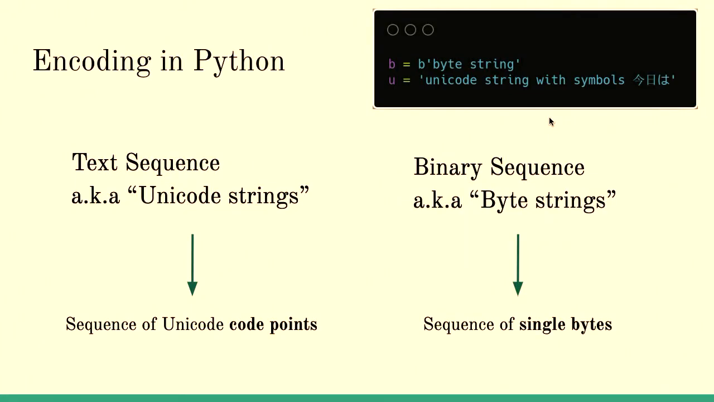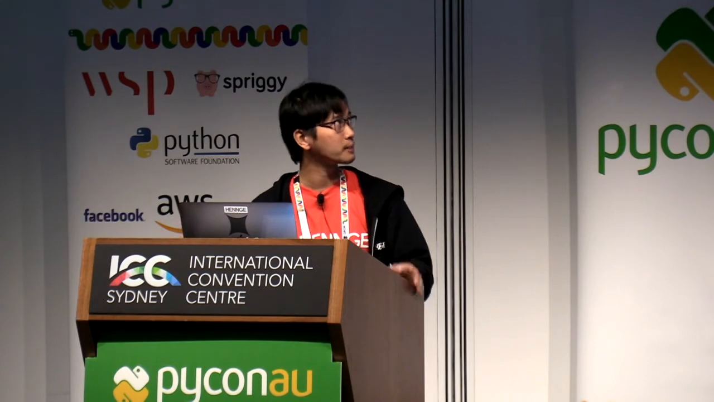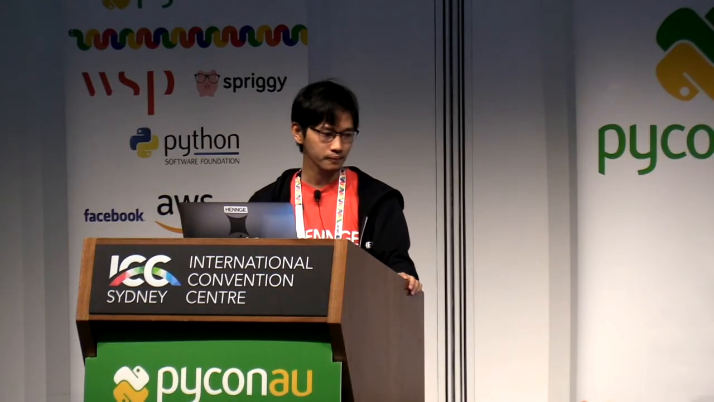For example, here you can see that in a text string or a Unicode string, you can put all sorts of symbols in there, and it will work fine because those letters there are just code points in Unicode. Whereas in a byte string, those letters aren't actually letters, but they are just bytes that we represent as letters. So the first string there is actually a sequence of bytes.